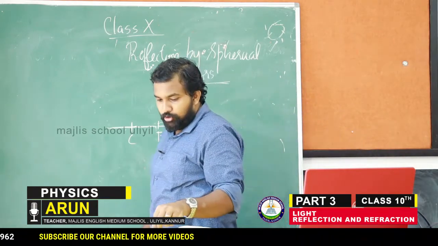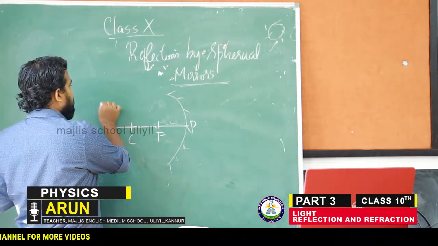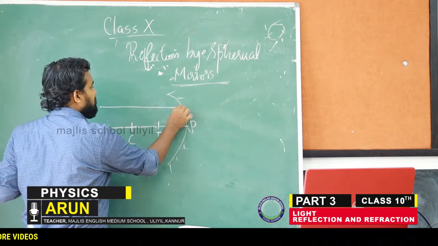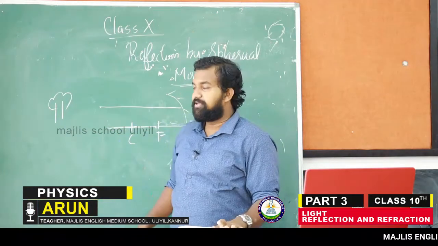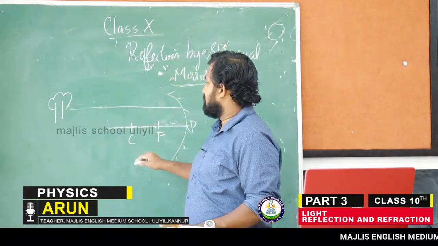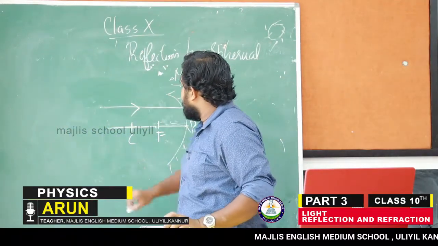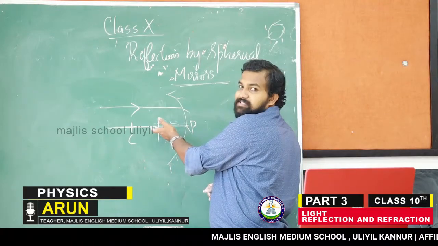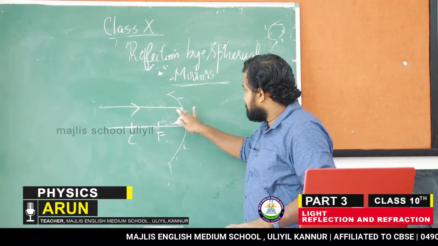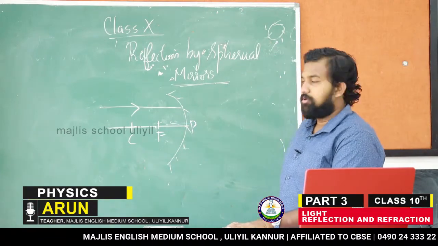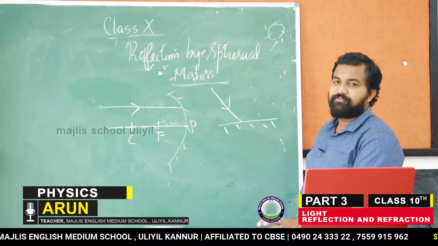Now we are moving on to the reflection portion. From an infinite position, I have told you parallel rays. If an object is kept at infinity, only parallel rays will come, isn't it? So I am drawing a ray parallel to the principal axis. The incident ray is parallel to the principal axis and hits the surface of the mirror.